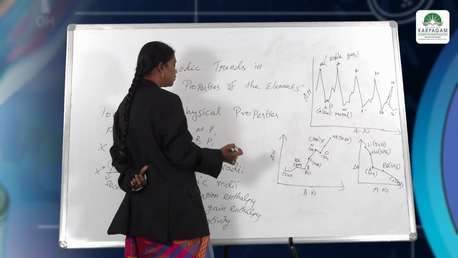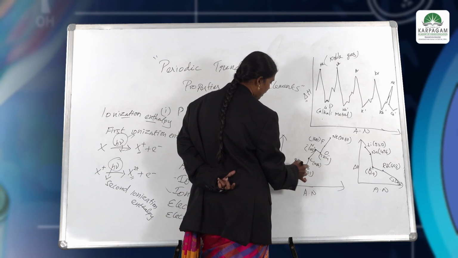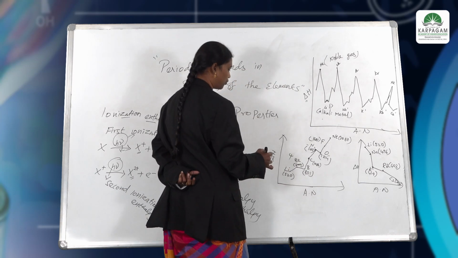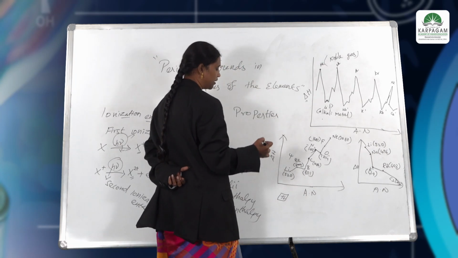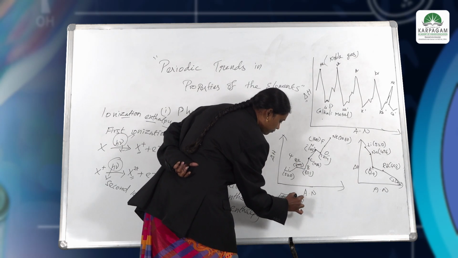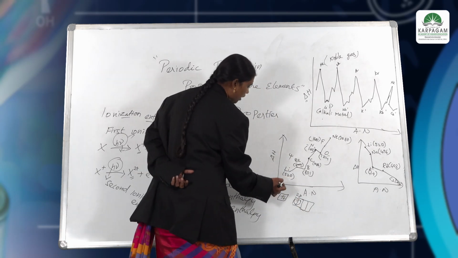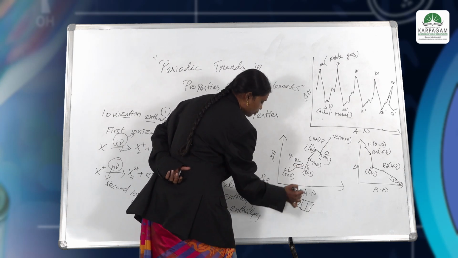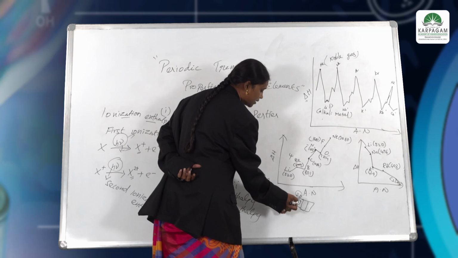Comparing across the period lithium, beryllium, boron, carbon, nitrogen, oxygen, fluorine and neon, the ionization enthalpy should increase. But for beryllium and boron, beryllium's atomic number is 4, so it has a completely filled orbital, and boron has 5, so in the 2p orbital boron has one single unpaired electron in the outermost shell, so it is easily removable.